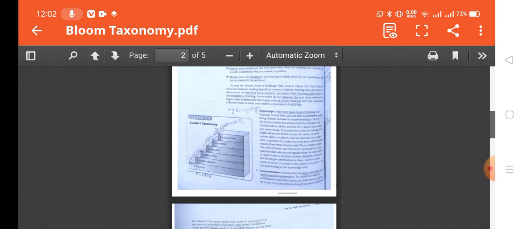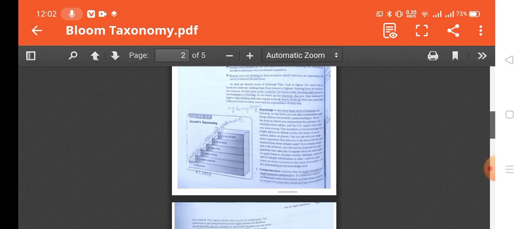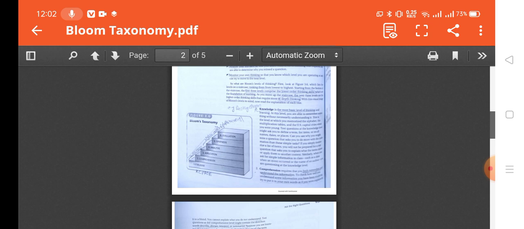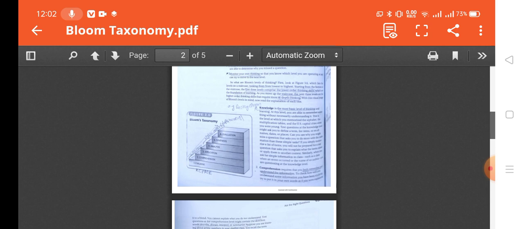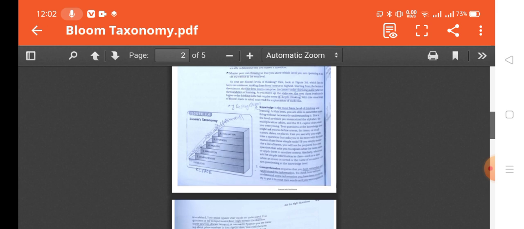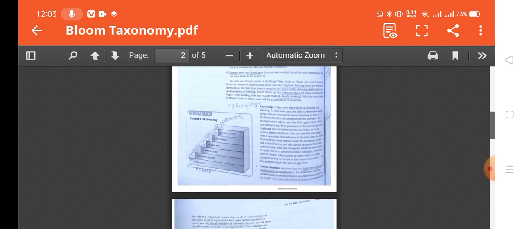When it comes to the application level, you write a paragraph for yourself using these techniques that you have learned and understood. And yes, the directional verbs which demand application are such as calculate, demonstrate, illustrate, examine, or relate. When such words are used, then you must guess that it demands the application level. And let's jump to the next level, the analysis.